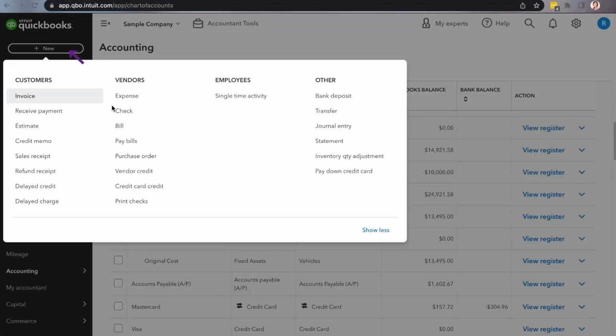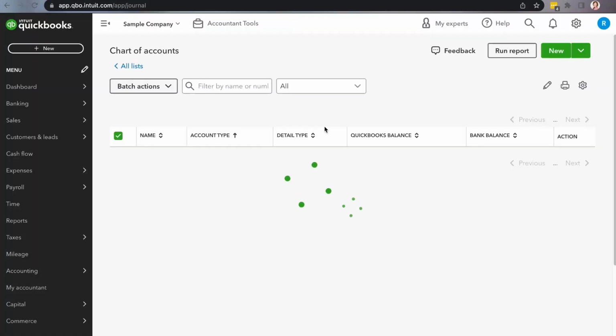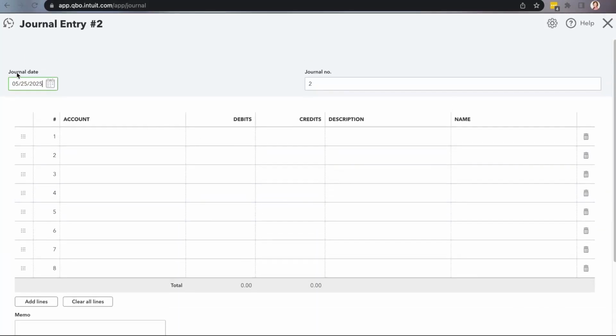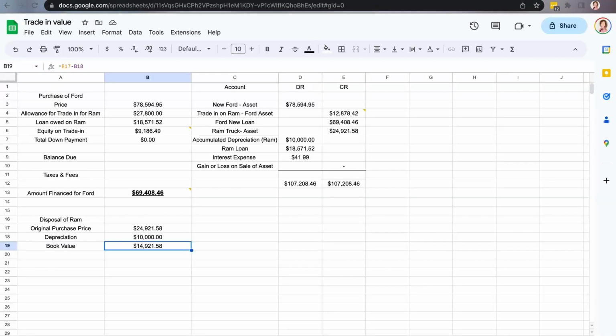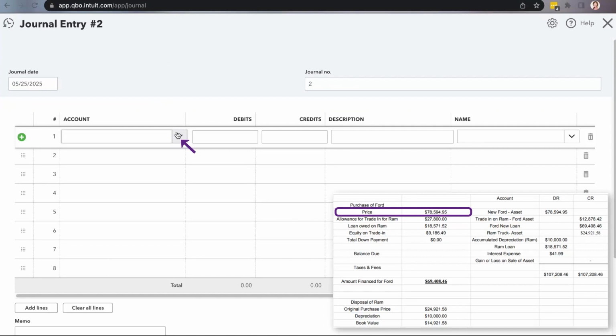We're going to go over here to new journal entry. Hopefully you're taking some notes if you're the kind of person that learns that way. You're going to enter in the date that you sold your asset. You're going to come here and you're going to choose the first transaction that I have. The first one I have is the new asset. Because it's a debit, I always like to start with the debit.